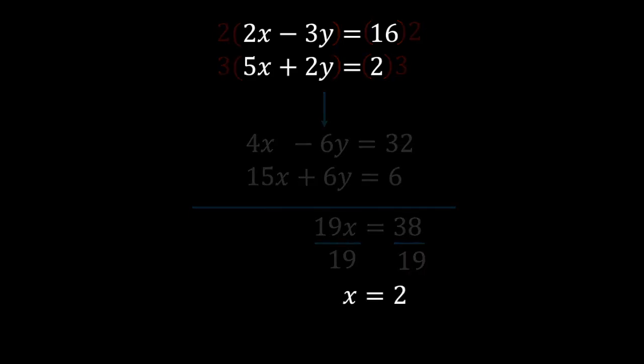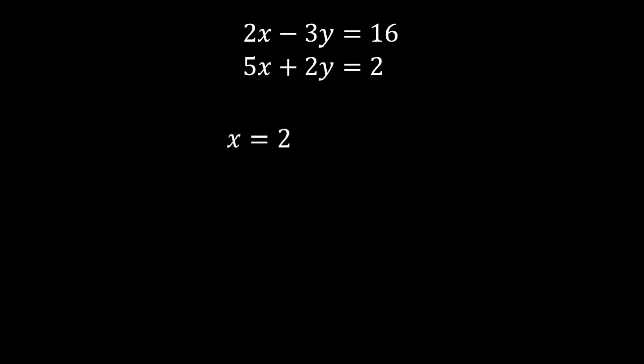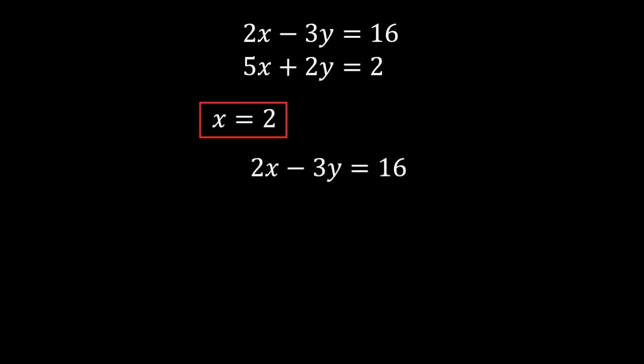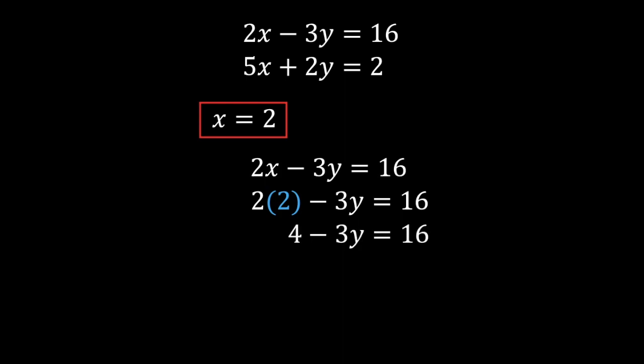Now that we know that x is equal to 2, we can then substitute this to either of the equations. I will use 2x minus 3y equals 16. Substituting, I get 2 times 2 minus 3y equals 16. Simplifying, then subtracting 4 from both sides, I get 3y equals 12. Dividing both sides by 3, I now have the value of y, which is 4. And the system is solved.